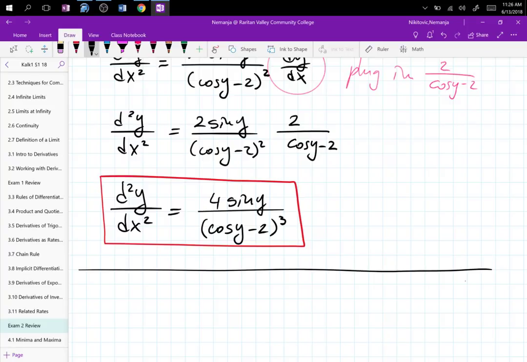Yes. 13 to the negative x sine x is the derivative. So derivative of 13 to the negative x and then sine x. Here or in the exponent? Beautiful question.